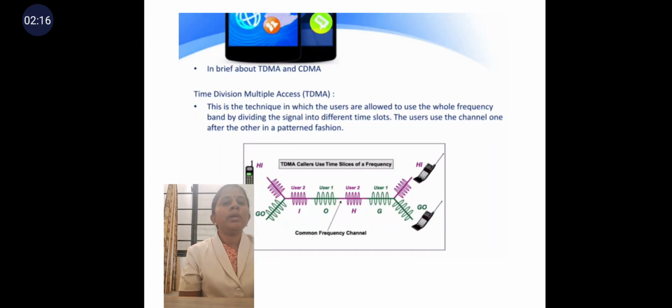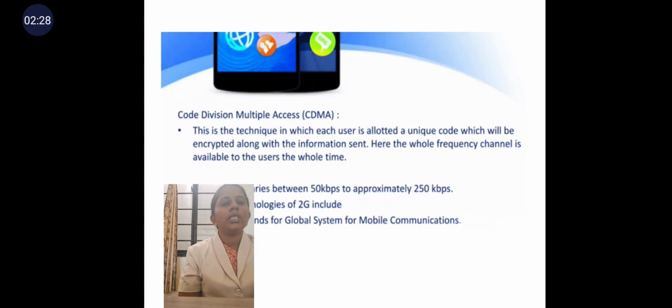TDMA means users are allowed access to the whole frequency band by dividing the signal into different time slots. The users can use the channel one after another in a patterned fashion. Next one is code division multiple access. In this technique, each user is allocated a unique code which is encrypted along with the information sent. The whole frequency channel is available to the users for the whole time. The data rate varies from 50 kilobits per second to 250 kilobits per second, and the standard used in 2G network is Global System for Mobile Communications.